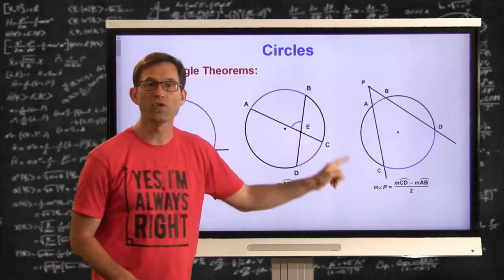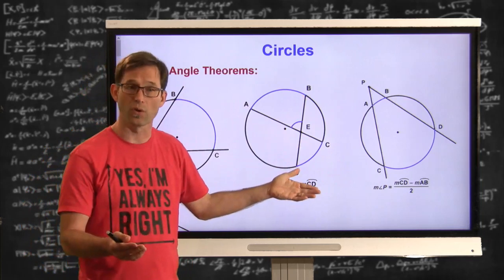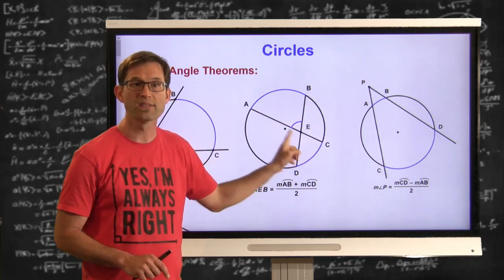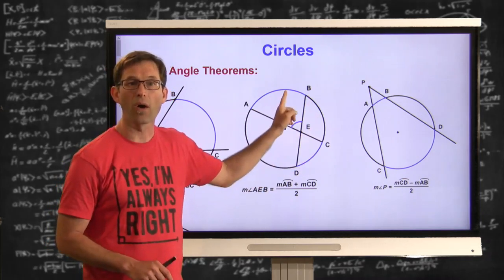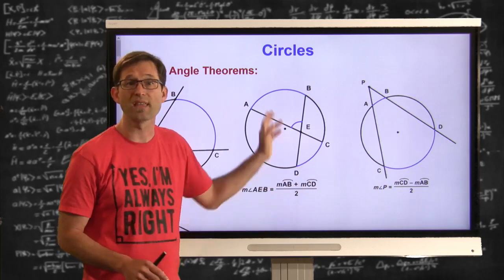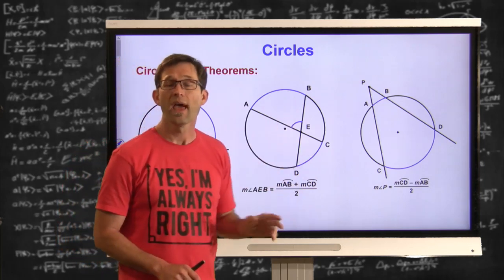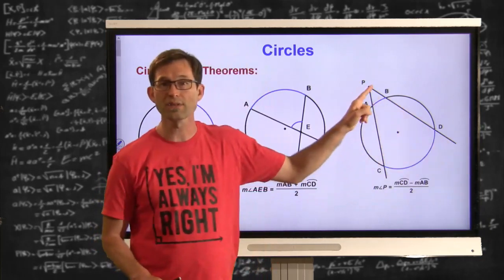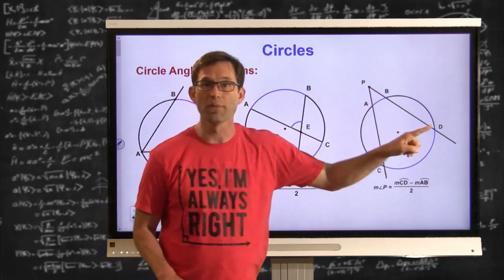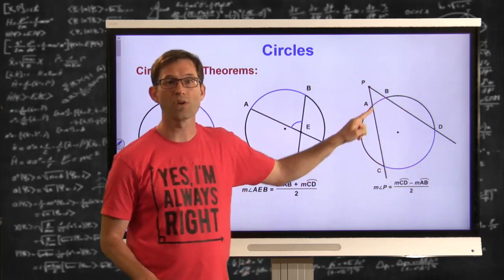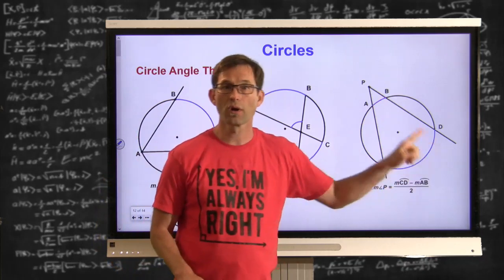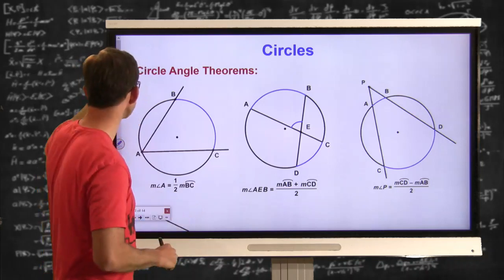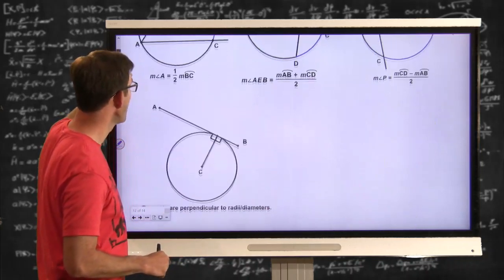We can also have two chords intersect within a circle. If two chords intersect within a circle, then the measure of the angle that they make, let's say AEB, is going to be that arc plus that arc divided by 2. You could say it's the average of the two intercepted arcs. And finally, if we have two secants that intersect a circle from a point outside the circle, then that angle will simply be that arc minus this arc divided by 2. Larger arc minus smaller arc divided by 2. Those are the basic angle theorems that you need to know about circles. There's a lot more you need to know, but those are the basic ones.